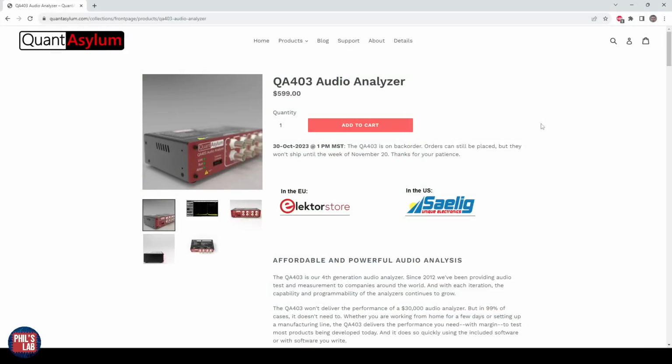To do some very simple no-load tests, I'm going to use my QA403 audio analyzer, which was very kindly sent to me by Quantasylum. The reason I said no load is because I don't have an 8 ohm purely resistive load. All I have is that load box and a speaker cabinet, and those have their own frequency responses, nonlinear characteristics, as well as they're not purely resistive.